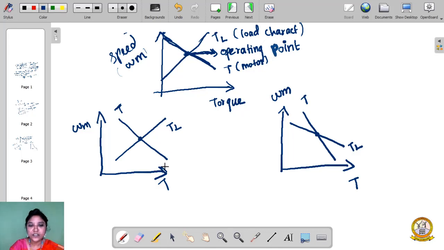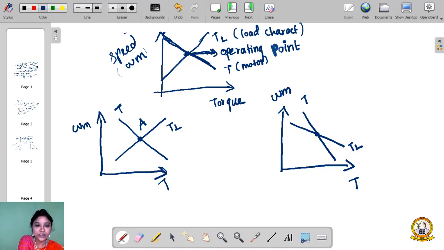So now I am considering two cases. This is an example. We are taking the characteristics of motor and load torque. In the first case, if we see the motor characteristics and load characteristics, they intersect at a point. That point is called the operating point. Here let it be A. Now we have to check whether this is steady state or not, that is, stable or unstable.